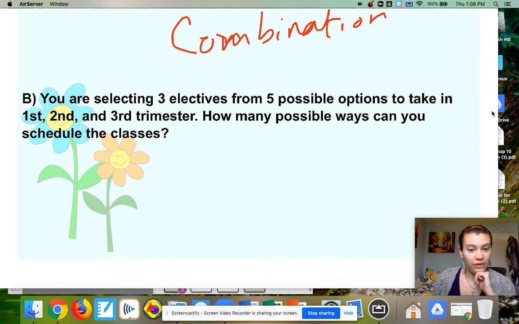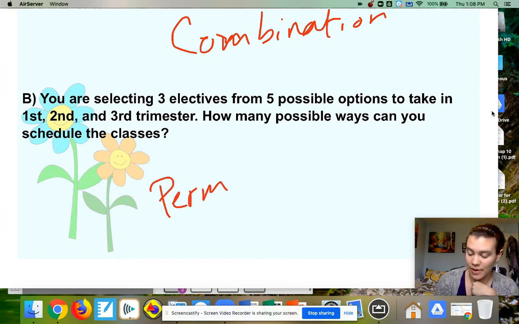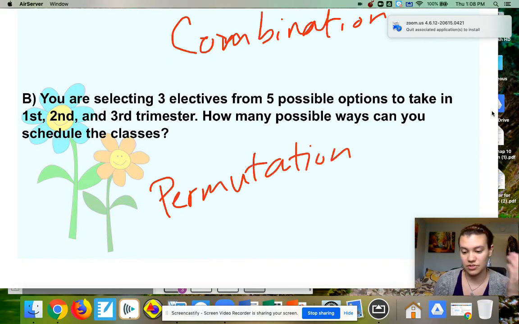All right, so you're picking 3 electives from 5 possible options to take in first, second, and third trimester. How many possible ways could you schedule the classes? This one is a permutation because it matters if you have something in first trimester versus second versus third, that kind of stuff.